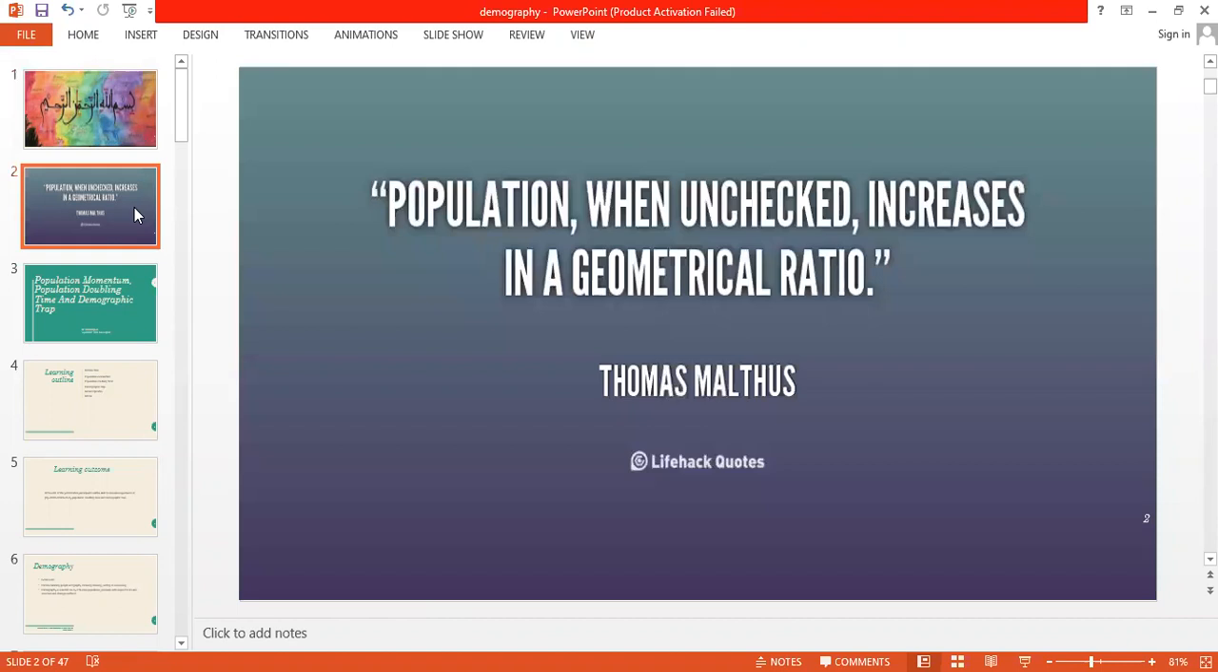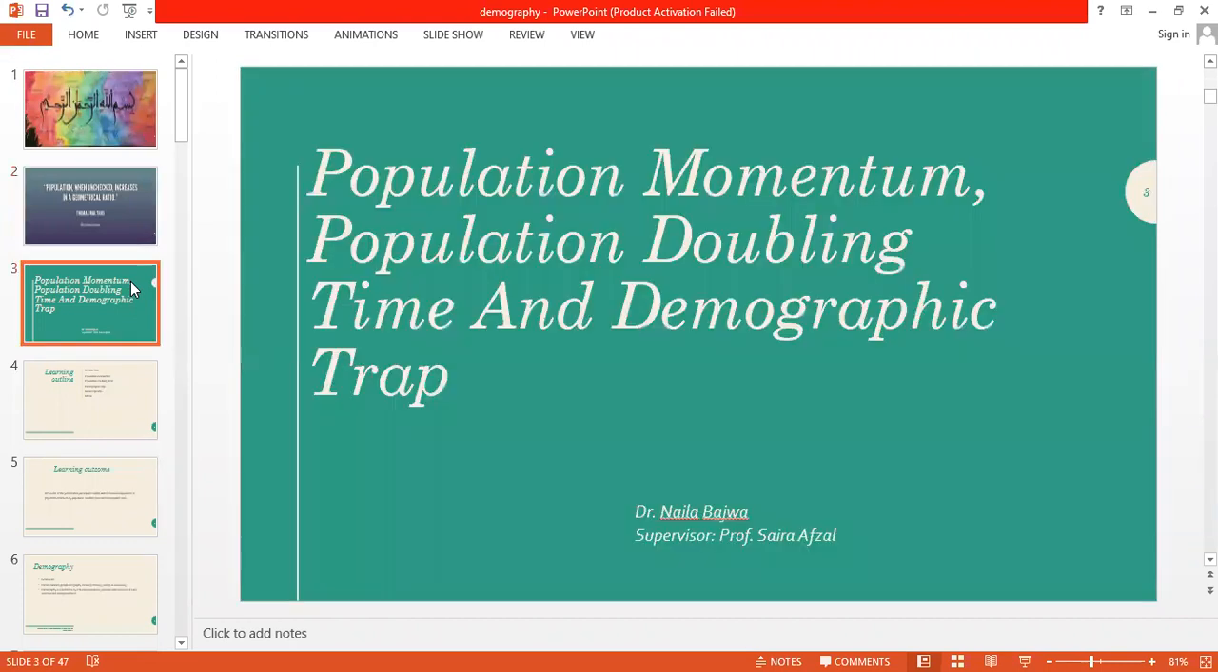Quote of the day: population when unchecked increases in a geometrical ratio. Today the topic of my presentation is population momentum, population doubling time and demographic trap.